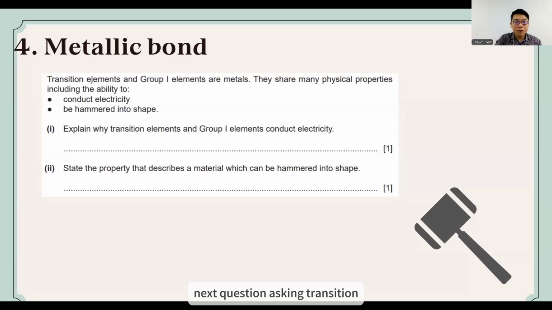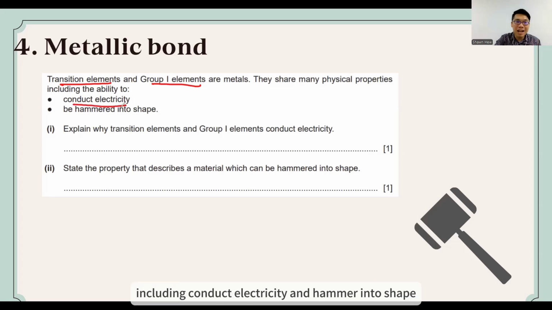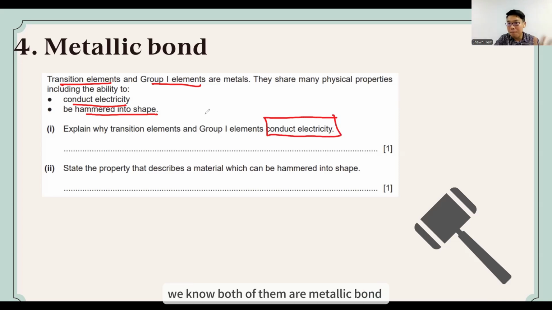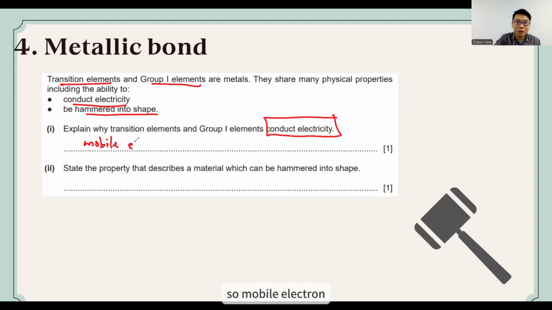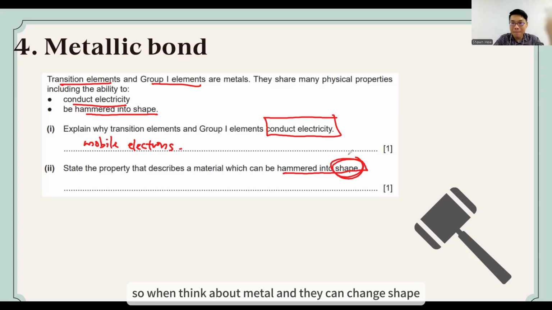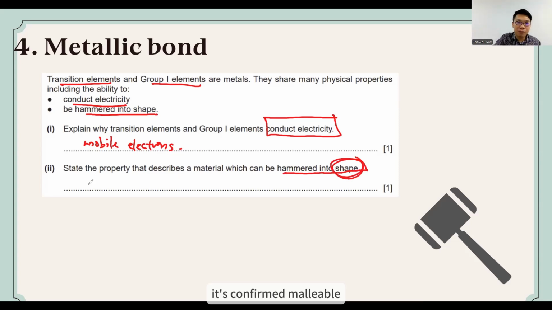Next question, asking: transition elements and group 1 elements are metals. More details can be found in the periodic table video. They share many physical properties including conducting electricity and being hammered into shape. Explain why transition elements and group 1 elements conduct electricity. We know both of them have metallic bonds, so mobile electrons. Don't talk about ions because in solid state the positive ions are in fixed positions. Only the sea of electrons can freely move. Next, state a property that describes a material which can be hammered into shape. When thinking about metals that can change shape, it's confirmed malleable.